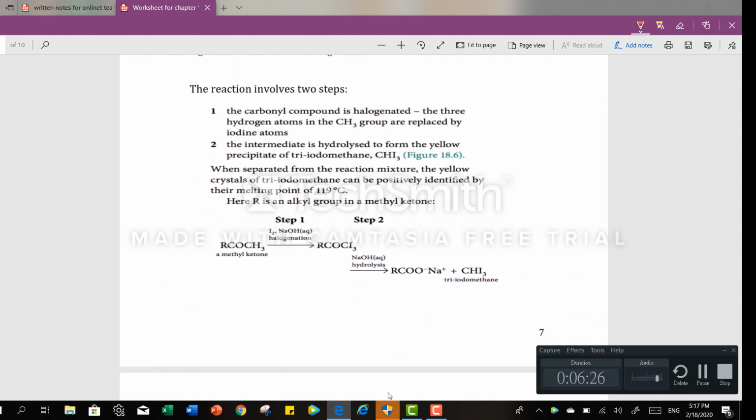Now, why do I say that it can be used to test for this group or this group? Okay. Now you have to know that first. You have this group now. Can you see this group?